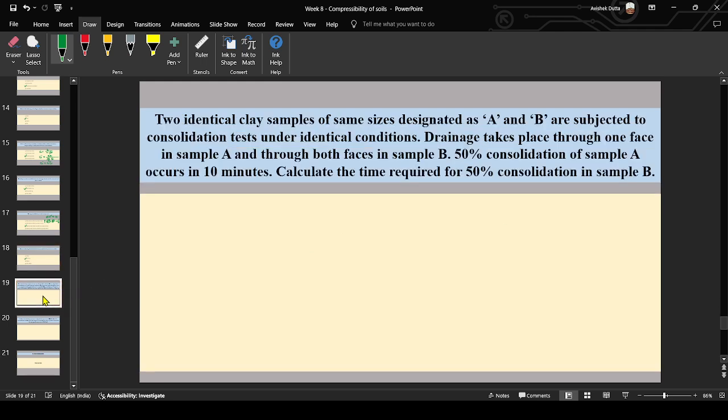Next question. Two identical samples of the same size, A and B. In this case, we can write like this. If the drainage path of A is H, it is through one face, single drainage. The drainage path of B will be H by 2, double drainage.